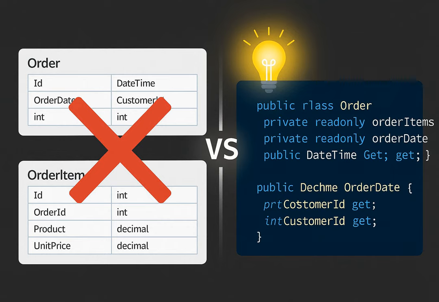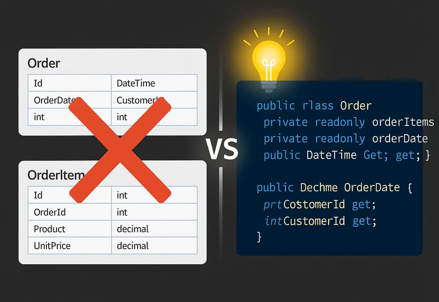EF continues doing what it does best, tracking changes and generating SQL, but now it works in service of a model that actually represents your business. Here's a small challenge you can try after watching. Open one of your existing entities and ask yourself, could this responsibility live inside the object? If the answer is yes, move one small piece of logic, like a calculation or a rule, into the entity and use EF mapping to persist it. That experiment alone can show the difference in clarity.